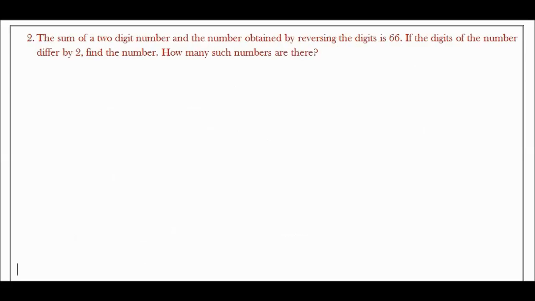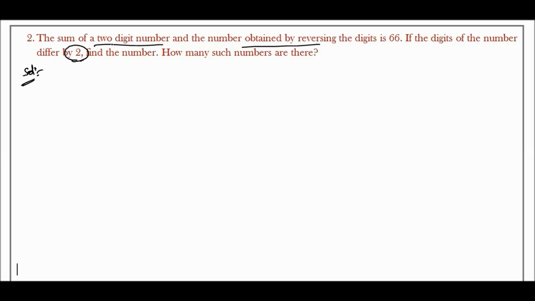Here is the second one. The sum of a two digit number and the number obtained by reversing its digits is 66. If the digits of the number differ by 2, find the number. We also have to find how many such numbers are there. So let us start with the solution.